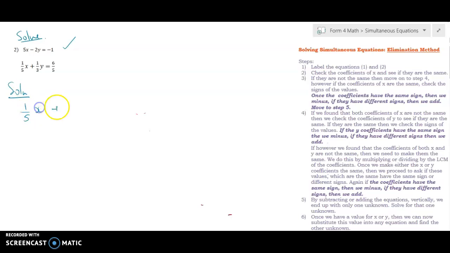1/5 x plus 1 on 3 y is equal to 6 on 5. 3, 5, and, well, 5, 3, and 5. LCM is 15. Right now, I just want you to know 1/5 x is the same as x on 5. You don't need to write the 1, right? But anyway, in this particular sum they wrote it, so I'll just continue with that.